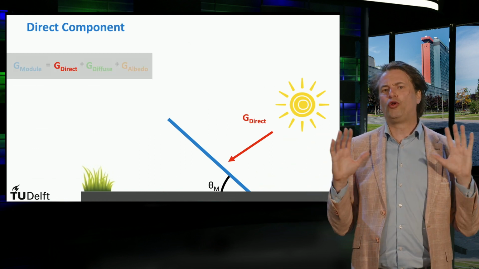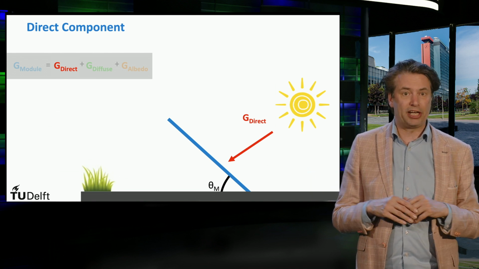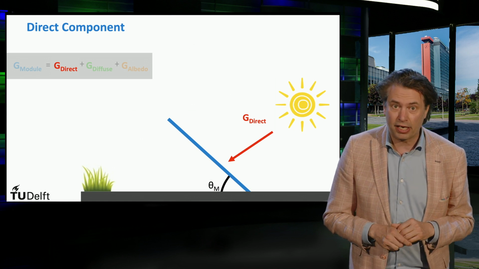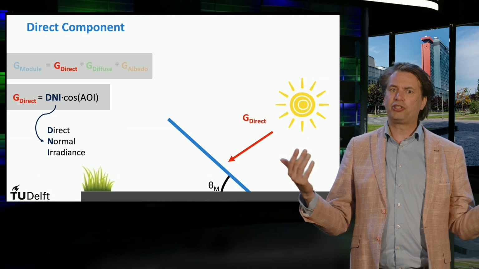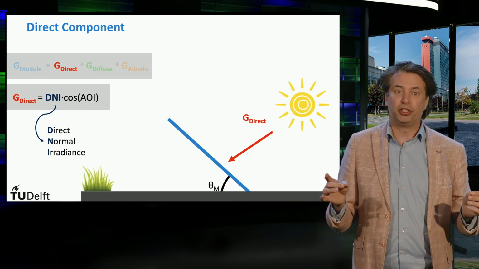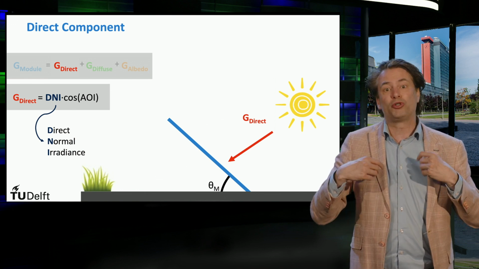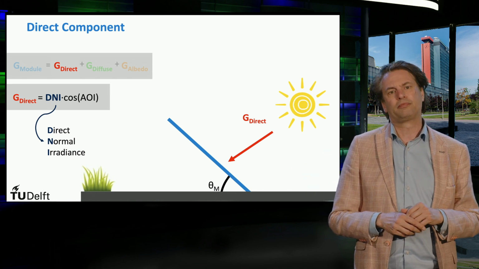Now we have all the tools to divide the incident irradiance into the three components we introduced earlier. The direct component can be calculated using the following equation. We can notice that the direct irradiance component is proportional to the direct normal irradiance, or DNI, times the cosine of the angle of incidence, which we have just derived.